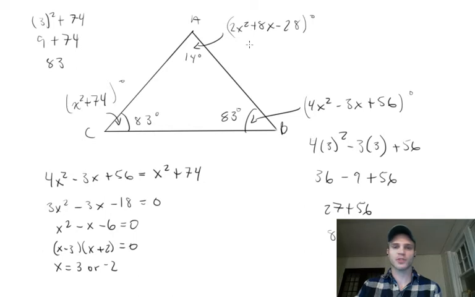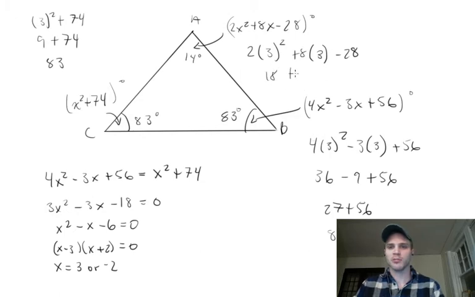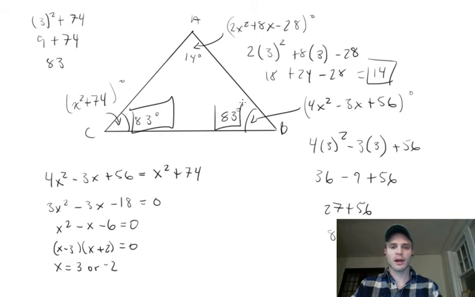Okay, so same procedure. We're going to plug in for A. We're going to plug in x is equal to 3. Okay, here we go. So we get 3 squared is 9 times 2 is 18 plus 24 minus 28, which is equal to 24 minus 28 is negative 4 plus 18 is 14. Okay, and that's what we wanted. So these are our angle measures. Those are the correct answers.